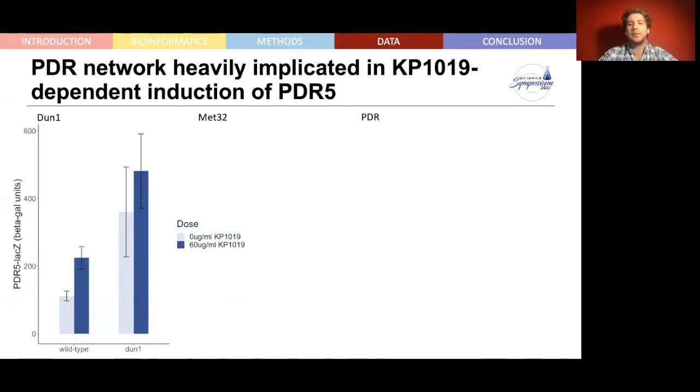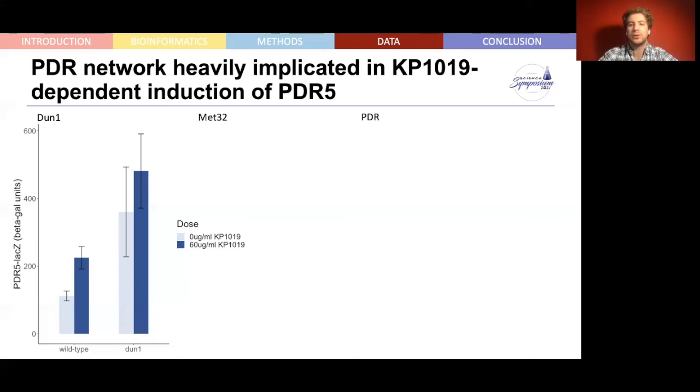In the graph on the left, we can see that this experiment was run with both a wild-type strain and a DUN1 deletion strain. DUN1 was chosen as a regulator of TUP1, which was identified with the bioinformatics work earlier. As with other DNA damaging agents, we hypothesized that KP1019 would activate DUN1, resulting in the increased expression of potential TUP1 targets, including PDR5. We would predict loss of DUN1 would block PDR5 induction.